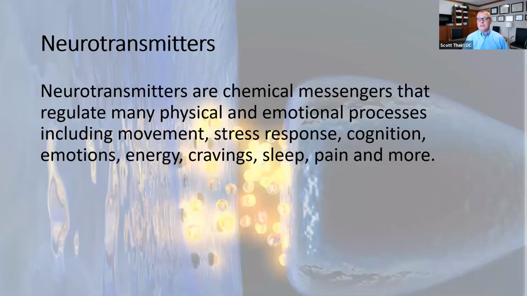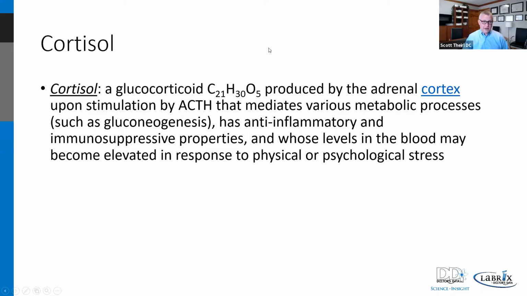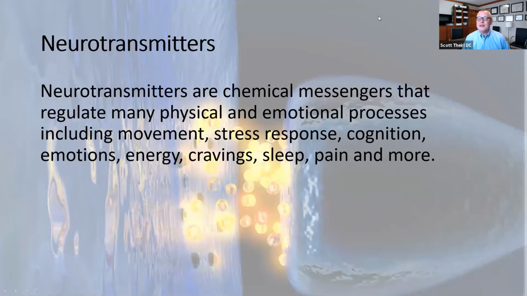And how do we do that? We start to look at neurotransmitters, right? And if we're going to look at neurotransmitters, we want to recognize what their definition is. Their definition is they are chemical messengers that regulate the many physical and emotional processes, including movement, stress responses, cognition and attention and memory, emotions, physical energy, cravings, sleep, pain, and more, including digestion and immune function. So often neurotransmitters get put into this little box of they're only involved in brain function.